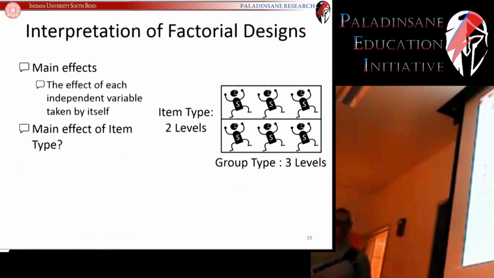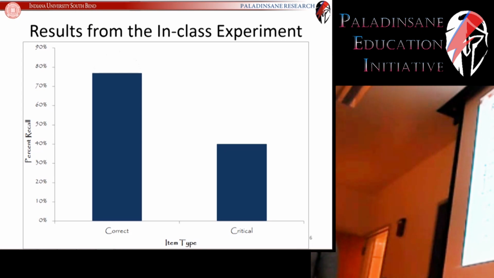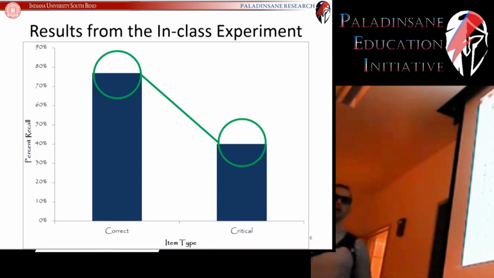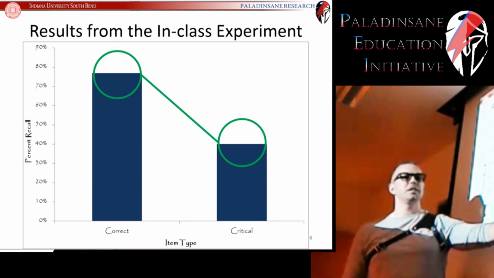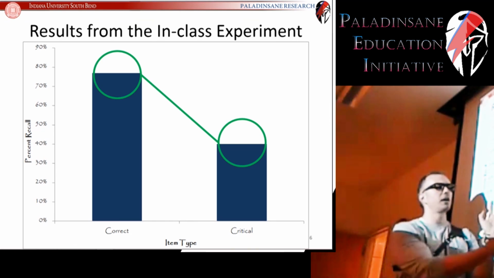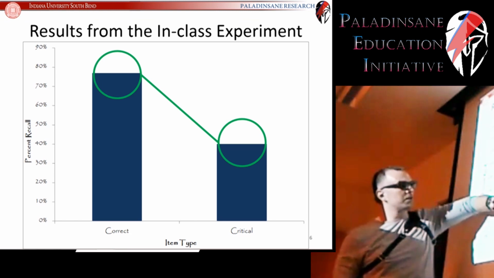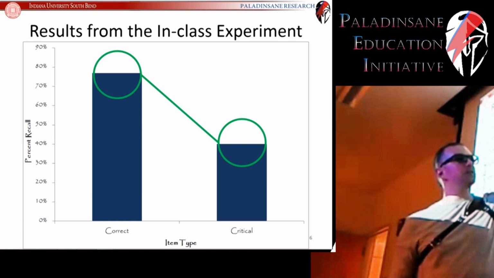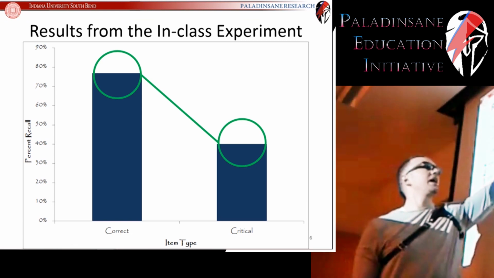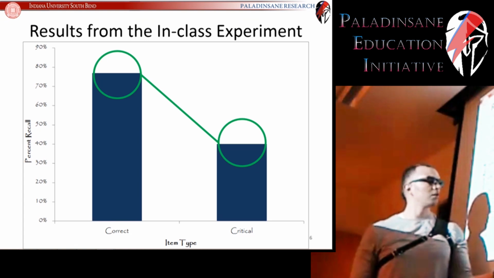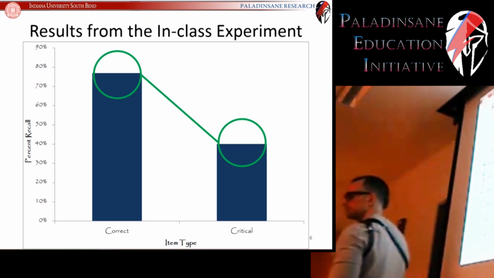And as we saw, yes, indeed, there was a difference in percent recall between correct items and critical items. There was a main effect, and that's what this graph is indicating. This graph is collapsing all the data. So individuals, pairs, and triples are in here. Individuals, pairs, and triples are in here. And what this data is telling us is that, yes, all by itself, correct items were recalled more than critical items.